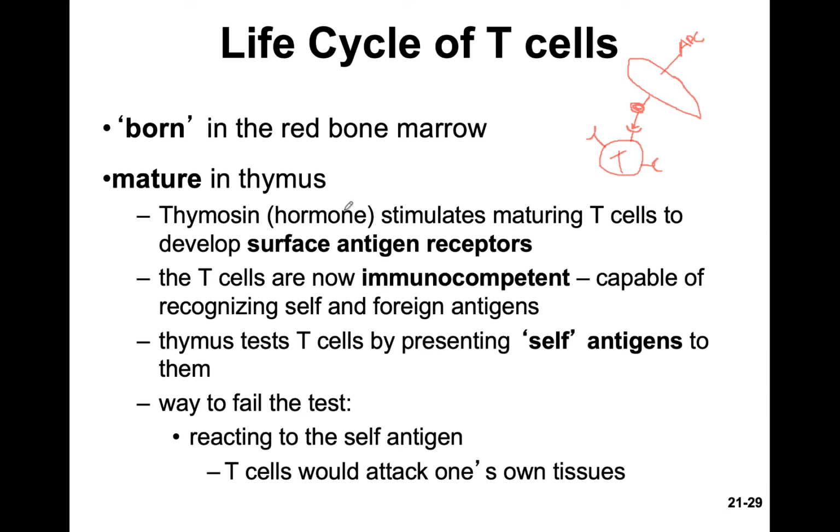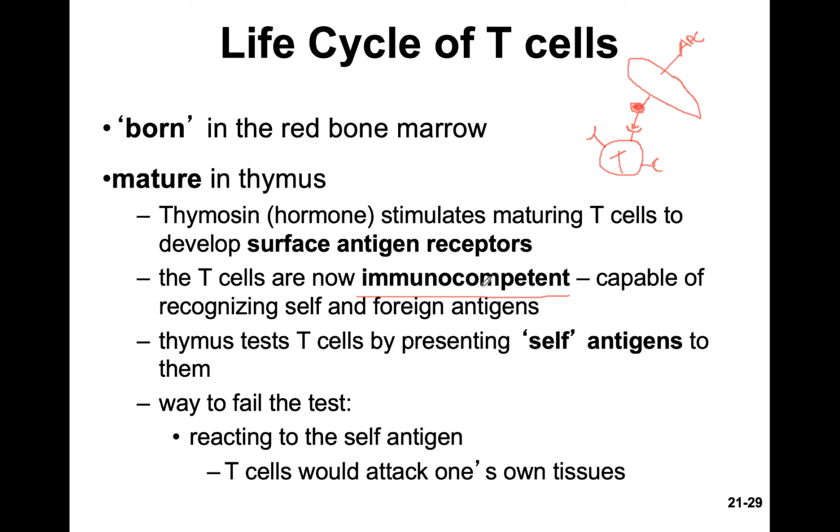So thymosin is the hormone that stimulates T cells to develop these receptors on its surface to prepare itself to go and monitor your body. We now have to make sure the T cells are what we call immunocompetent. We have to make sure that these receptors only react to foreign antigens. It would be very bad if these T cell receptors would bind to your own antigens and attack them. You don't want T cells to attack your own body. You want to make sure T cells are immunocompetent enough to recognize self-antigens versus foreign antigens.